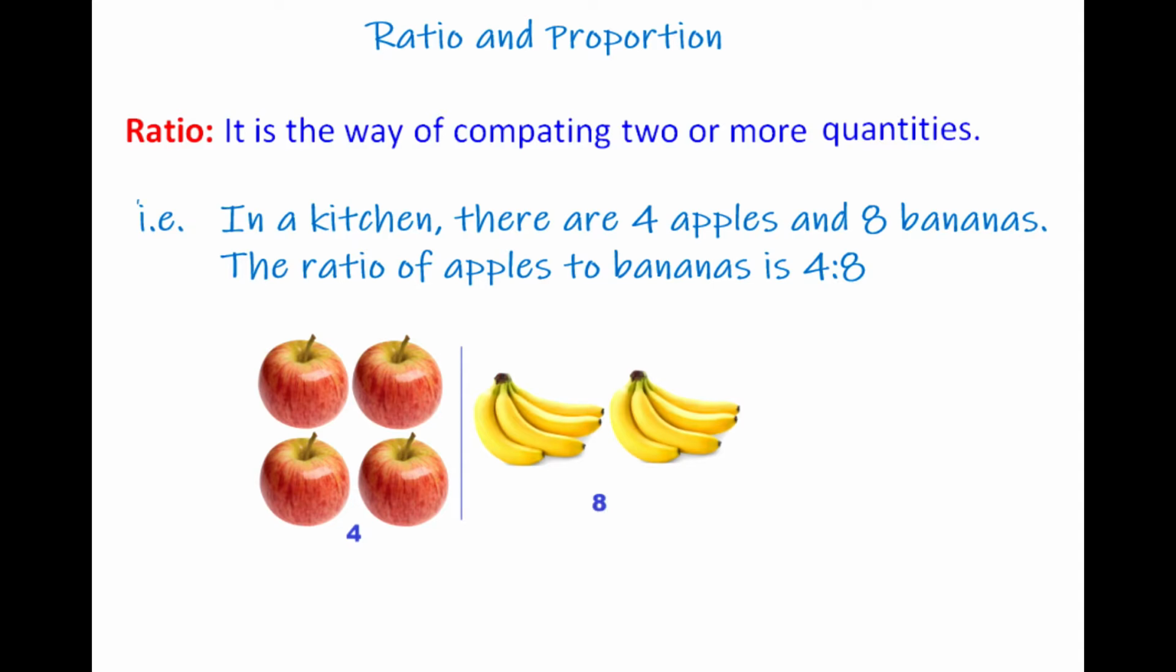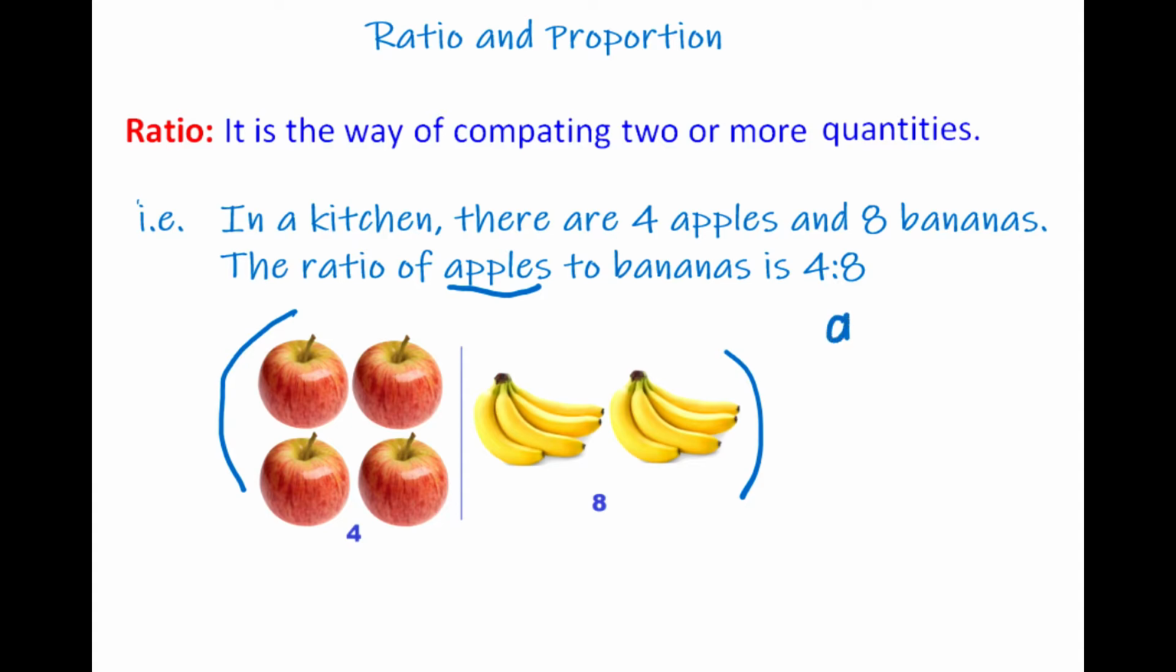We have a definition of ratio, and it is a way of comparing two or more quantities. For example, when we say in a kitchen there are 4 apples and 8 bananas, then if we say the ratio of apples to bananas, then we mean 4 divided by 8. Why? Because there are 4 apples and there are totally 8 bananas. So when we say ratio of apples to bananas, the first one is very important. The first one is going to come to the numerator.